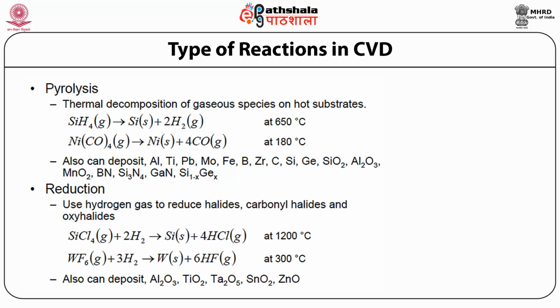In this we use hydrogen gas to reduce halides, carbonyl halides, and oxyhalides. So SiCl4, we reduce it with hydrogen to get silicon, and HCl in the gas form goes out. And similarly WF6 in gaseous form reacts with hydrogen and deposits tungsten, and HF gas goes out. Similarly we can deposit these materials as shown below.